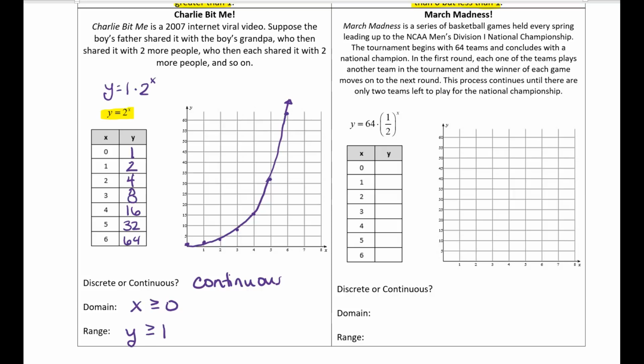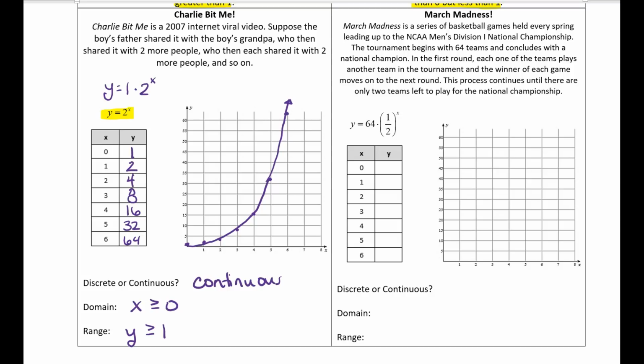All right, our second situation is March Madness. March Madness is a series of basketball games held every spring leading up to the NCAA Men's Division I National Championship. The tournament begins with 64 teams and concludes with a national champion. In the first round, each one of the teams plays another team in the tournament, and the winner of each game moves on to the next round. This process continues until there are only 2 teams left to play for the national championship.